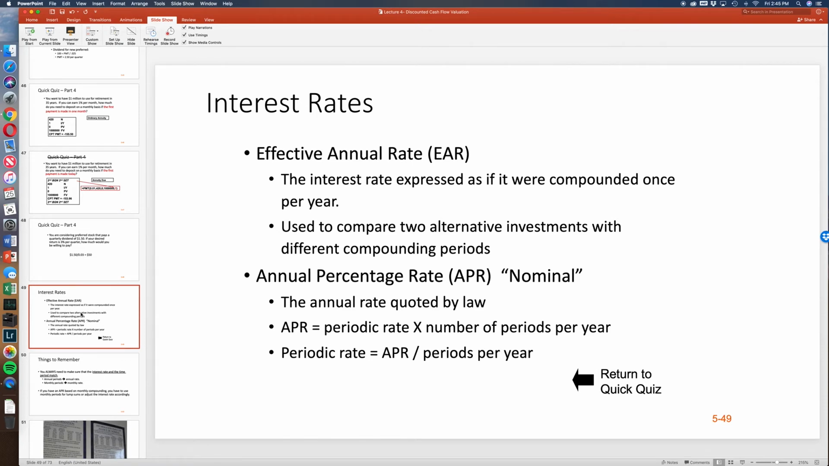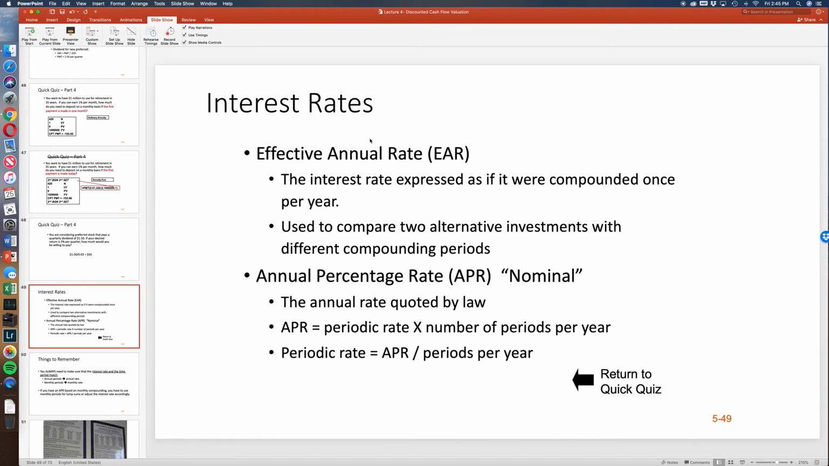Earlier, when we did our exercise, we simply multiplied the monthly rate by 12. We call it the annual rate, but we totally ignore the compounding. Therefore, the APR is nominal, it is not the true effective annual rate. The effective annual rate takes compounding into consideration.